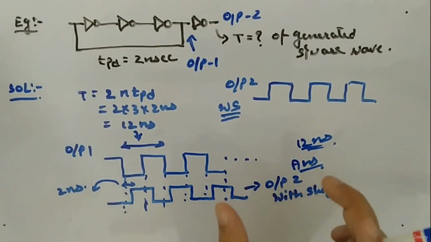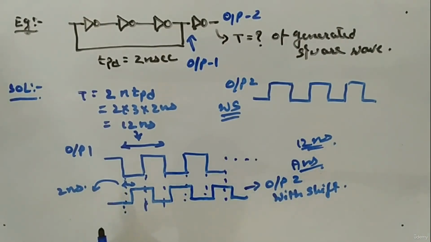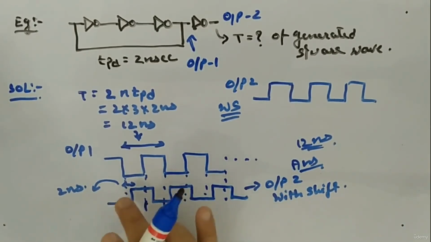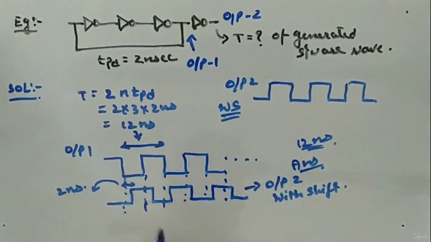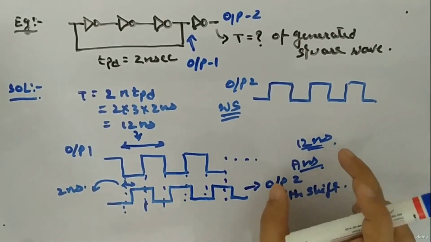So the time period won't change because the whole signal is shifting. There is no single part of the signal that is shifting. The whole signal is getting shifted by 2 nanoseconds from here to here. That's why the time period will be intact, 12 nanoseconds. This is the answer.